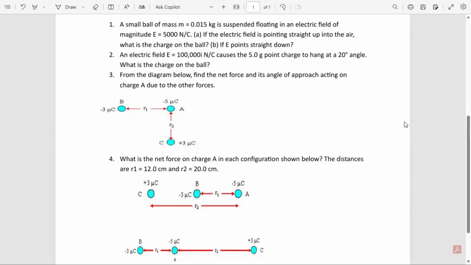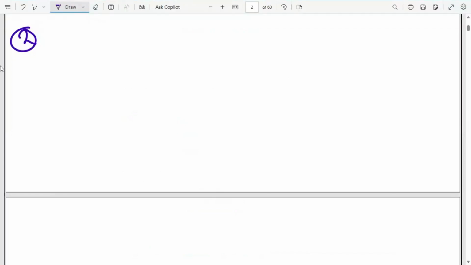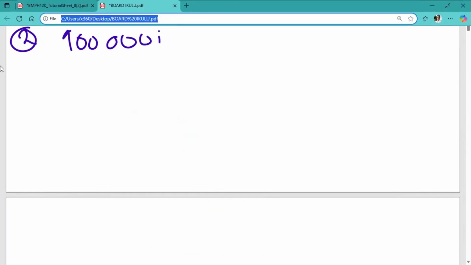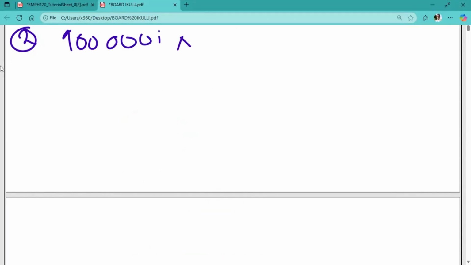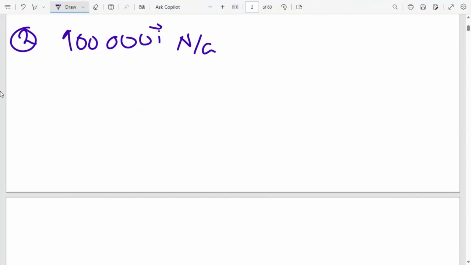Yeah, so here, this question will be approached in this manner. So we've been given an electric field of 100,000, which is a vector, newtons per coulomb. It's in the x-axis.